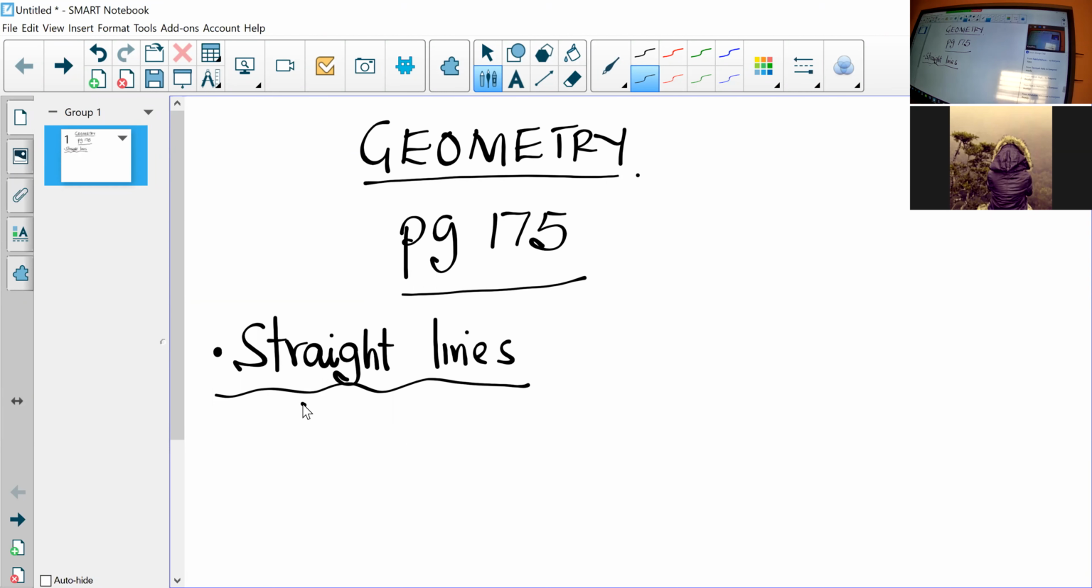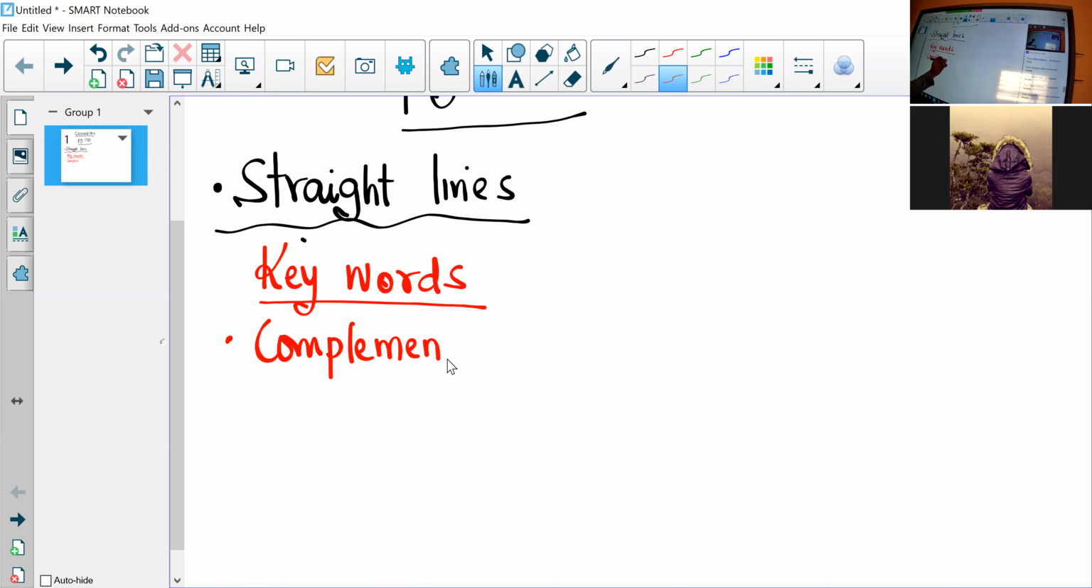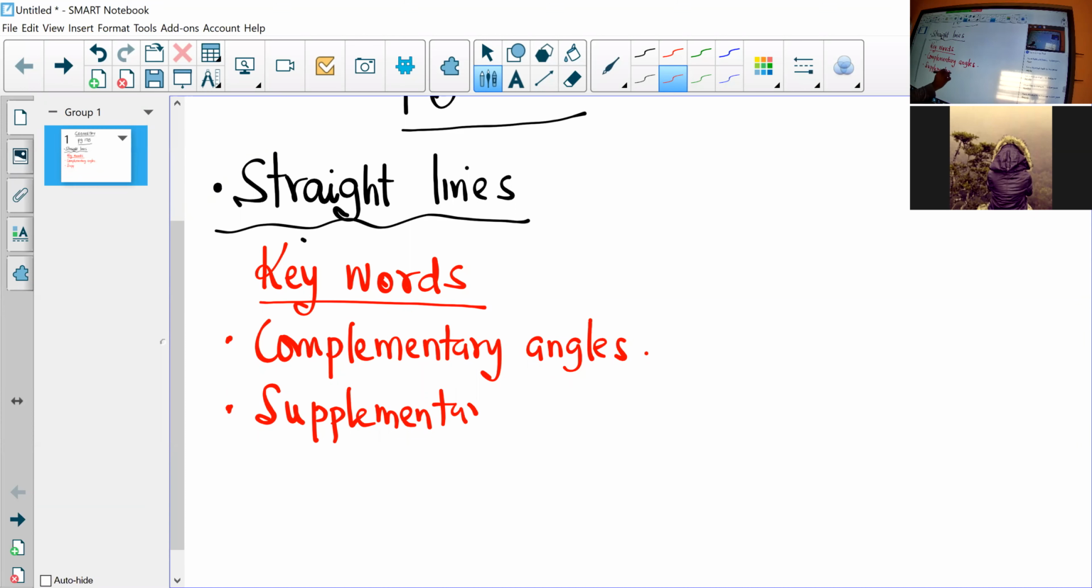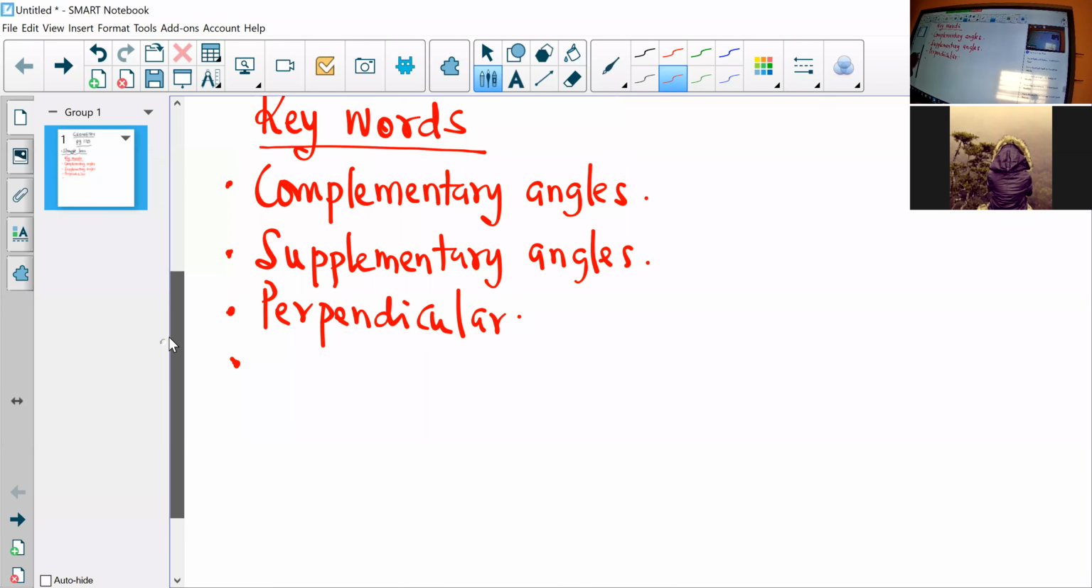There are keywords that I want us to quickly take note of as we go through this together. Keywords. Number one, complementary angles. Number two, supplementary angles. These are keywords we would come across as we go through all of this. I'm sure you already know what perpendicular means, right? Number four. Please, I'm sure you're making notes. We're going to define and explain each of these.